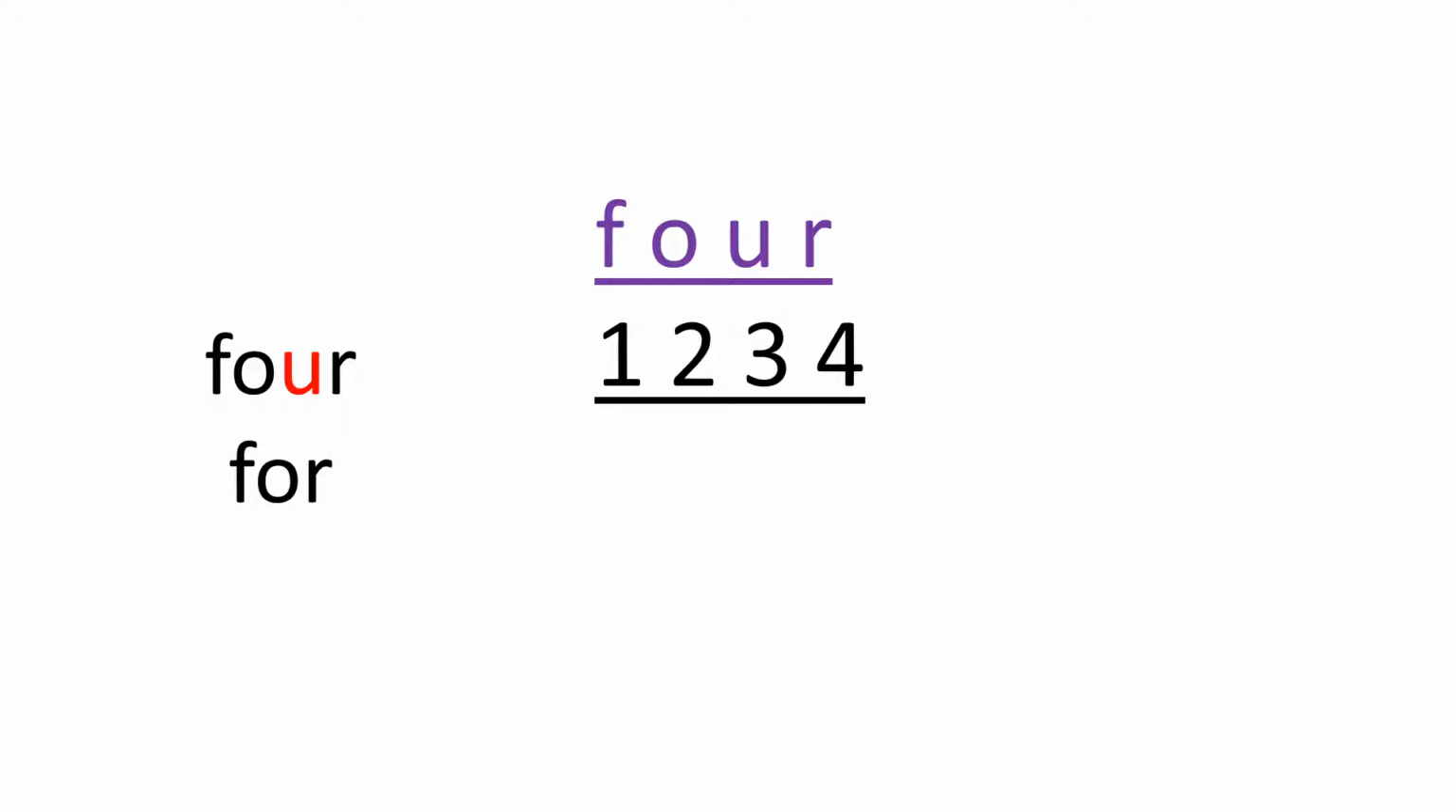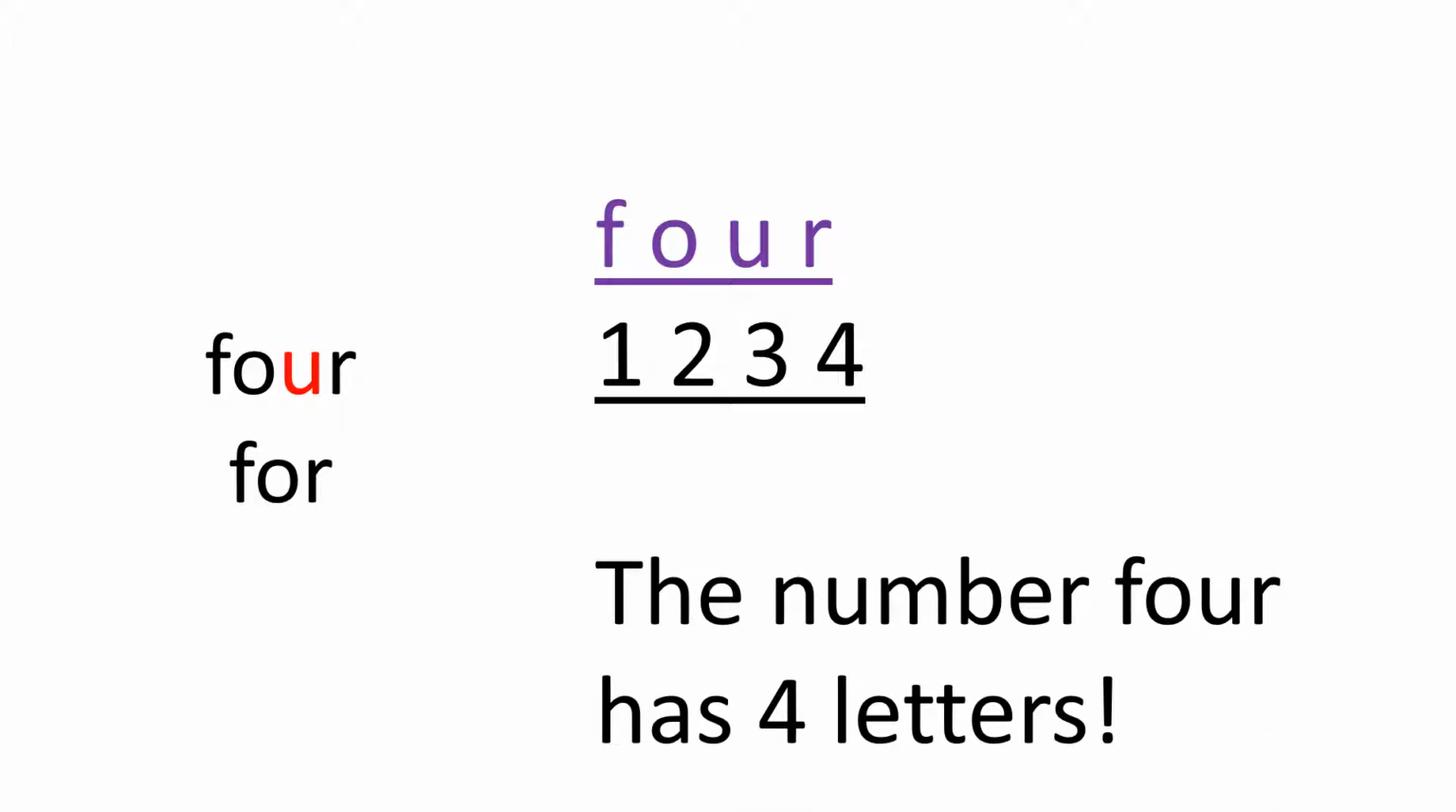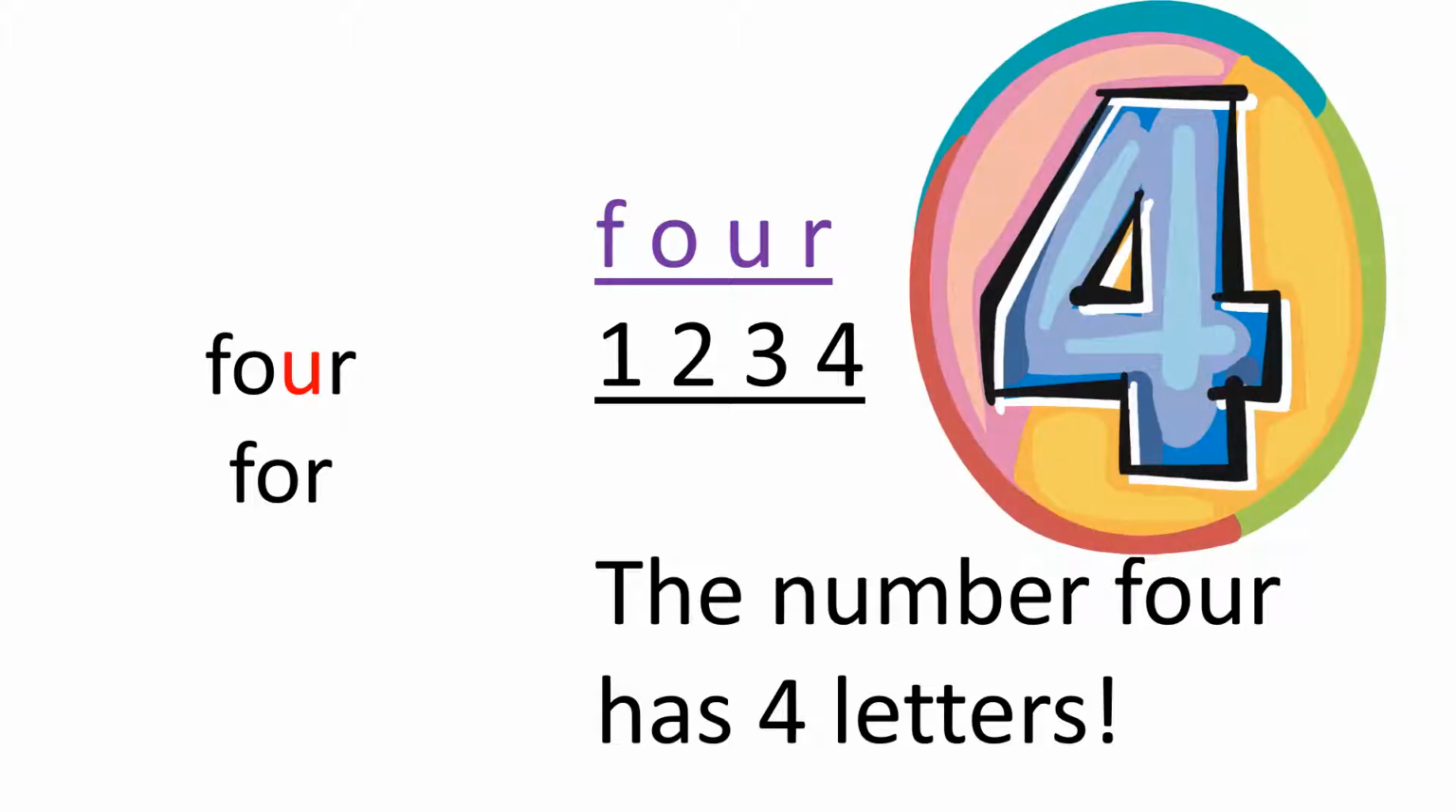How about four and for? Do you see any difference? I do. I see that one has a U and the other does not. What are the other differences? Let's look at four. F-O-U-R. There is 1, 2, 3, 4 letters in the word four. There are only 3 letters in the for that's a preposition. F-O-U-R is a number. The number 4 has 4 letters in it. So, to help you remember the difference, try to remember that the number four is going to have 4 letters. The other for only has 3.